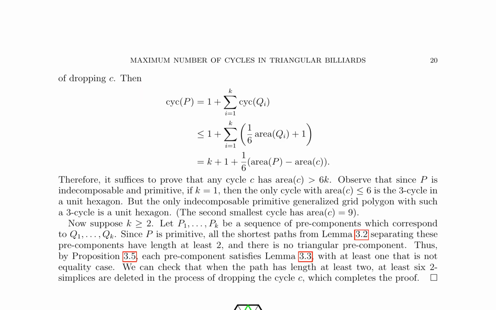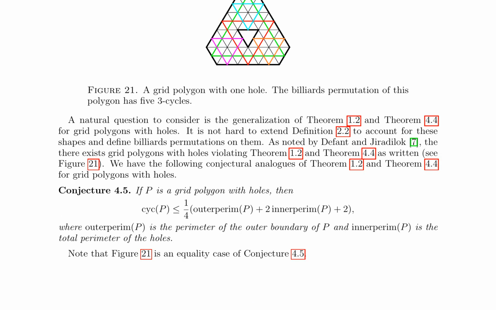The research paper focuses on triangular billiards, specifically on the maximum number of cycles when k, the number of precomponents, is greater than or equal to 2. It establishes that for k equals 1, the only cycle with area, c, less than or equal to 6 is a 3-cycle in a unit hexagon. For k greater than or equal to 2, any cycle c has area, c, greater than 6, using properties of precomponents and corresponding cycles along with proposition 3.5 and lemma 3.3.